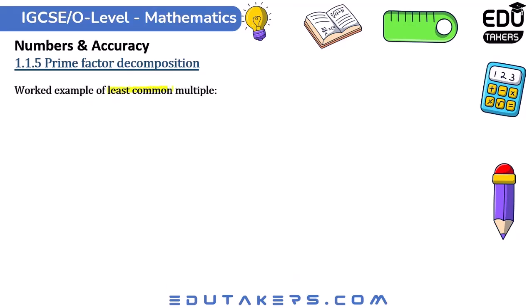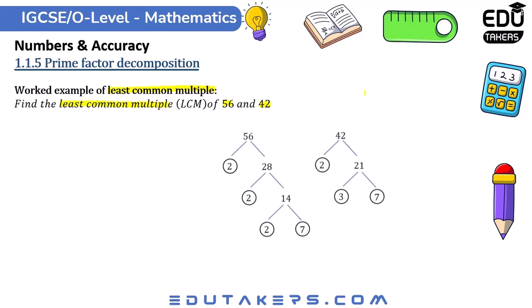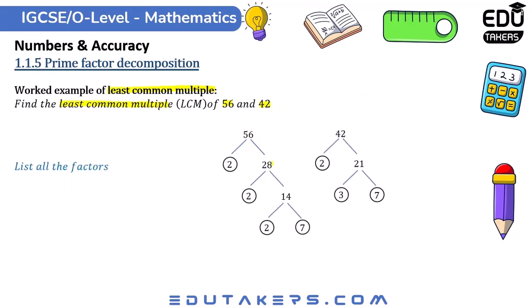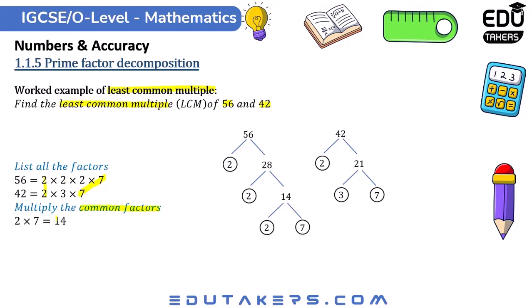Worked example of least common multiple. Find the least common multiple of 56 and 42. So first of all, list all their factors. Factors of 56 are 2 times 2 times 2 times 7 and 42 is 2 times 3 times 7. Now multiply the common factors. Common factors are 7 and 2. So 2 times 7 is equal to 14.